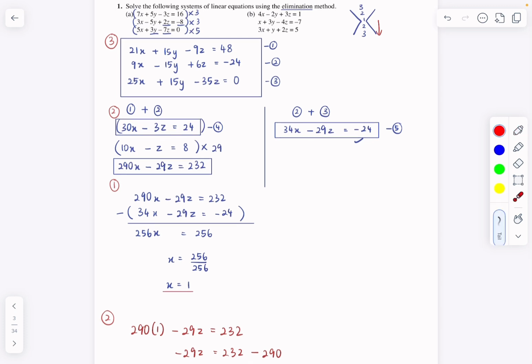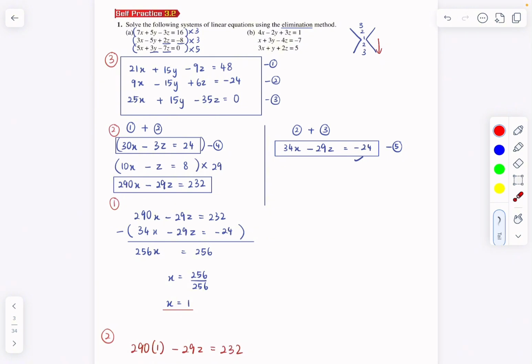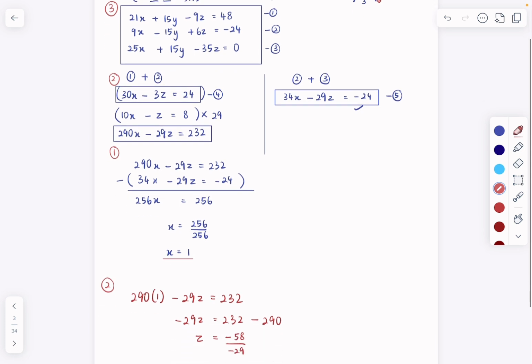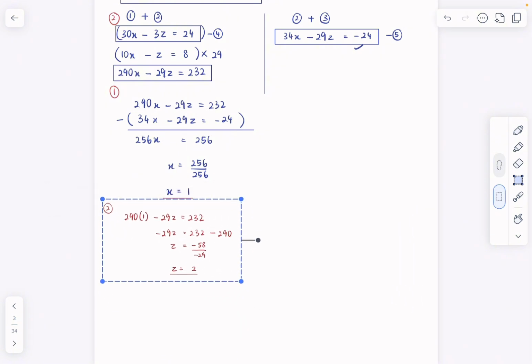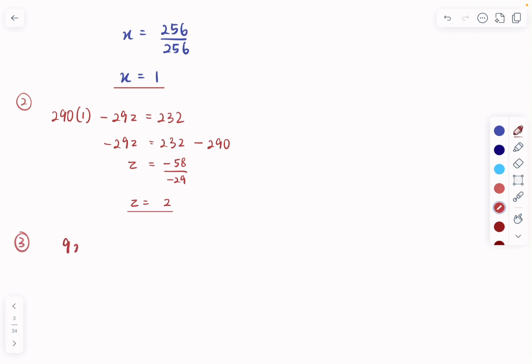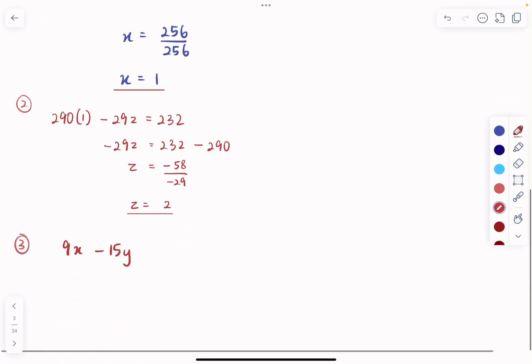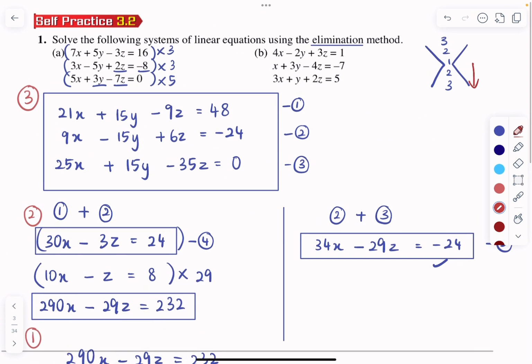So to solve y, you put back into any of the first equations, because here only you got y. So you can choose anything lah. Okay, let's just go with the second one. It looks a bit simpler. So 9x minus 15y plus 6z is negative 24.